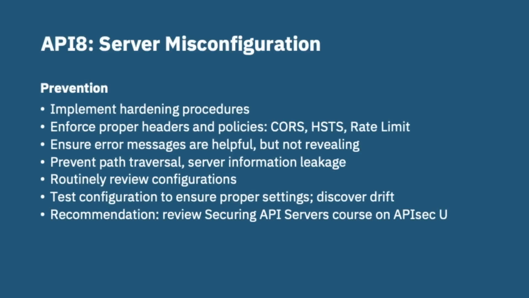So what's the prevention advice here? It's pretty clear, right? You want to do all the standard blocking and tackling, as I mentioned. So make sure you're hardening and patching all of your API infrastructure, enforcing proper headers and policies like CORS, cross-origin resource sharing, HSTS, rate limiting, making sure your error messages are helpful but not revealing. Don't include any information that could help an attacker understand your infrastructure or what types of values are being expected. Prevent things like path traversal and server information leakage, and set up a program to review your security configurations.